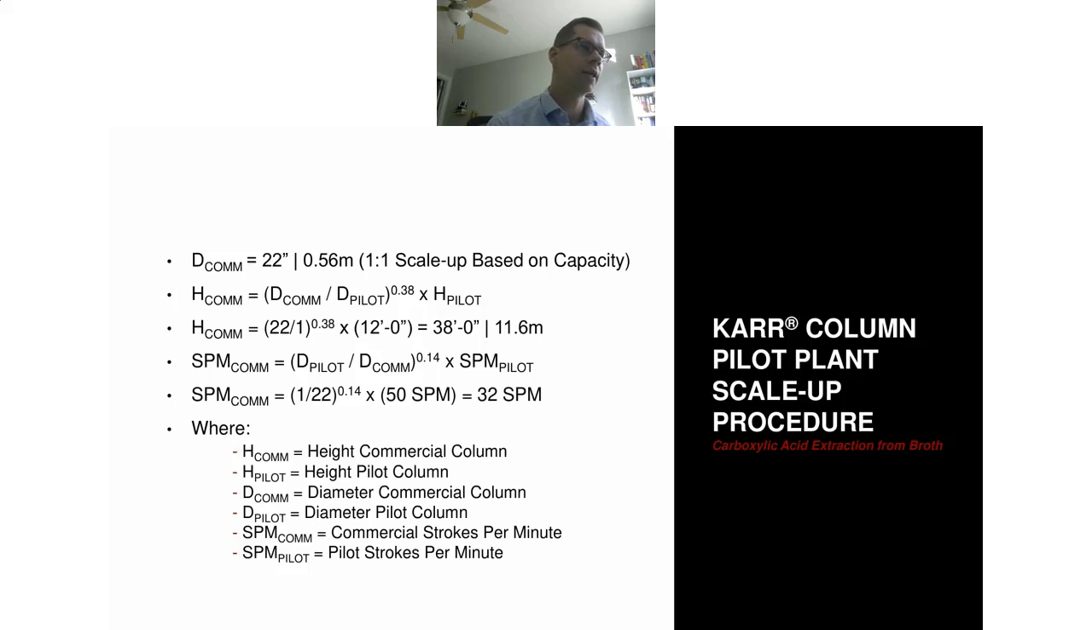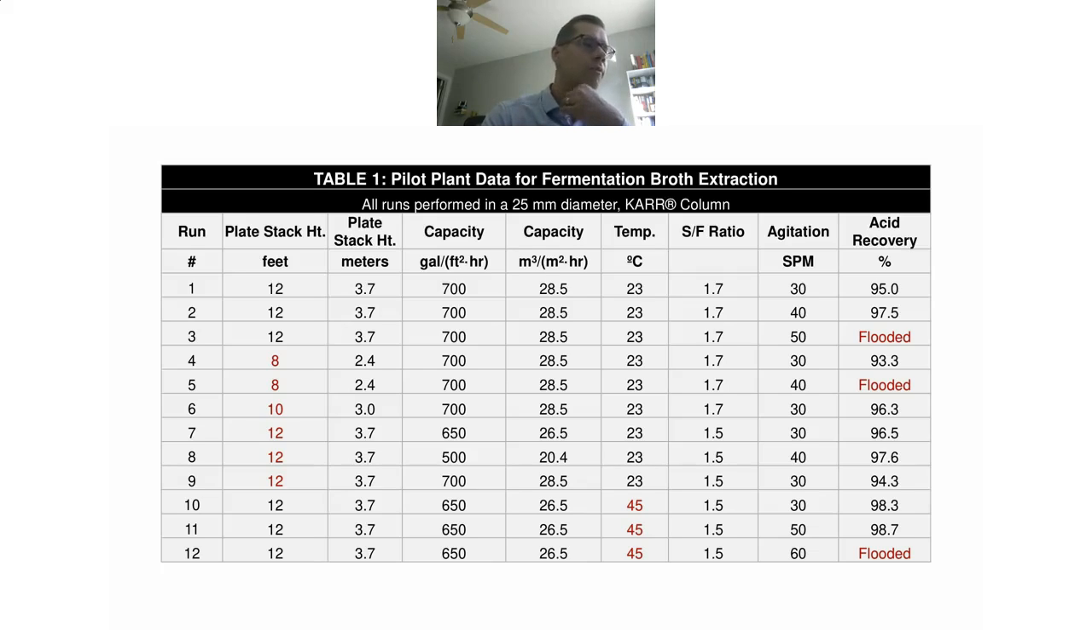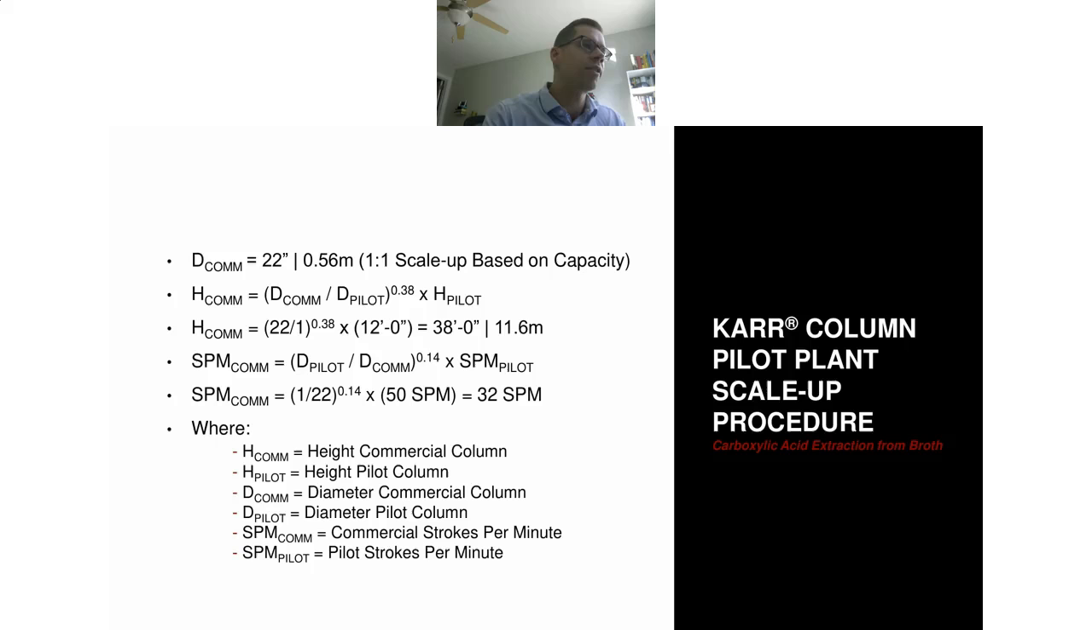And this is basically what the commercial column turned out to be. It had a 22-inch diameter, and the reason that was 22 inches is basically you have the same capacity that you tested. It's a 1-to-1 scale up for a Karr column. So since we tested at 650 gallons per hour per foot squared, that's what we used for the scale up design, and that worked out to be 22 inches since we knew the solvent to feed ratio and the commercial scale feed rate.